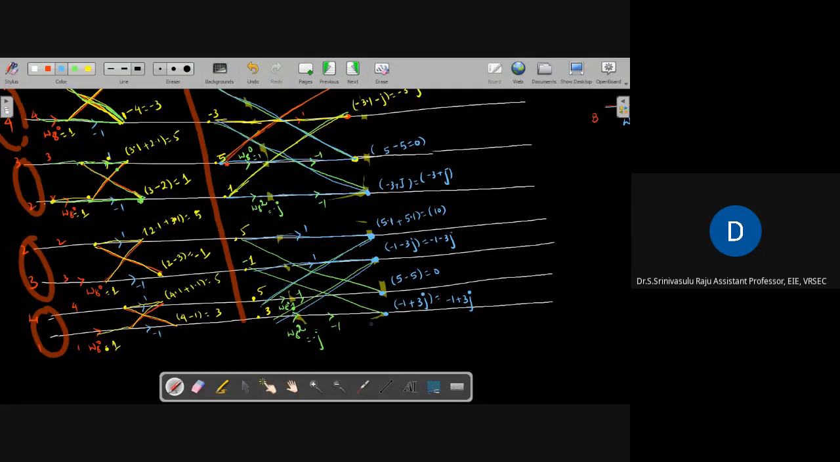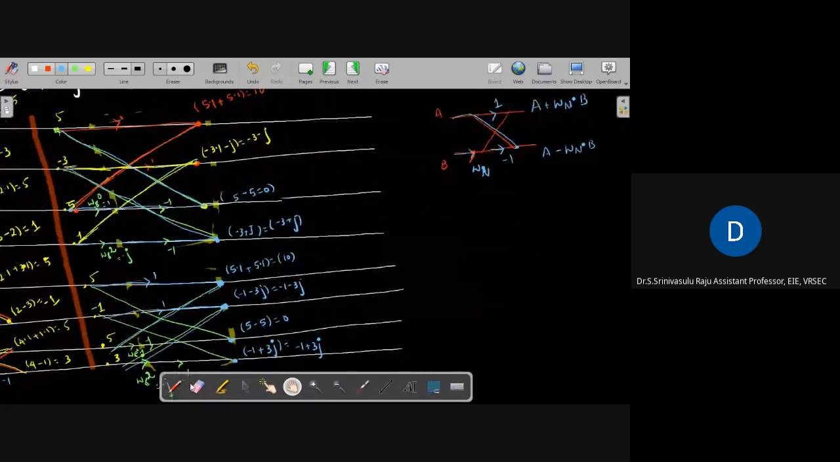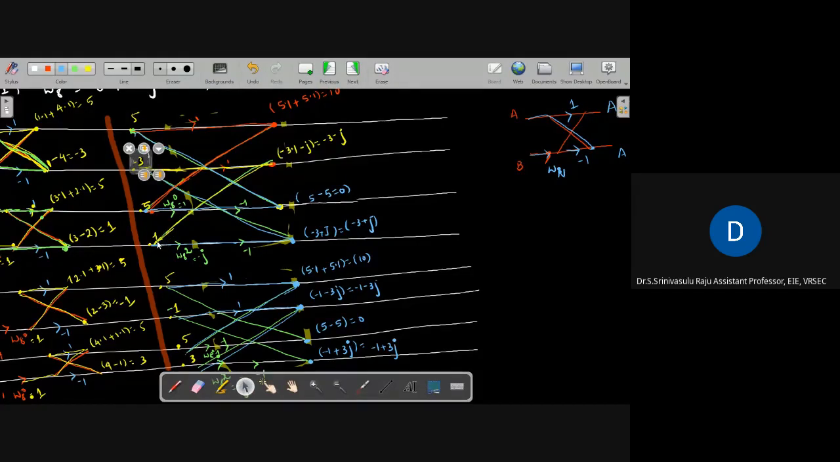Okay, so we have the elements of the second stage also. Now the final stage will give the answer. The important point in the second stage is we have 4 blocks. This is block 1 and this is block 2. Block 1 has 4 inputs, among which 2 are even and 2 are odd.